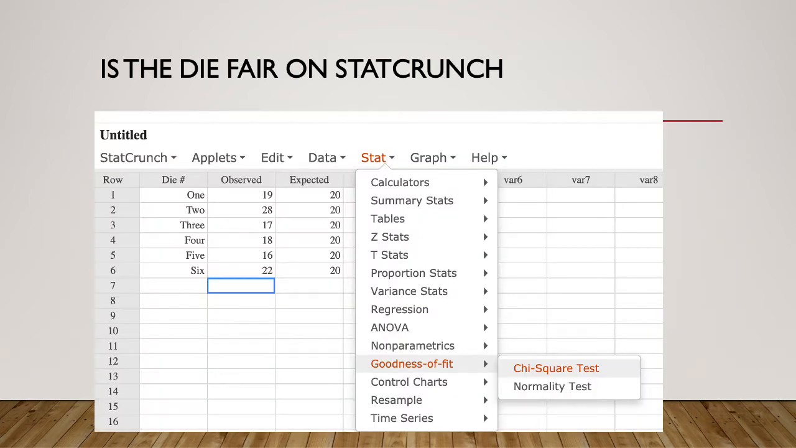All right, so if you want to do this on StatCrunch, how do you do this? Go to Stat, and whereas before for the test for independence we looked at tables, now there's actually a goodness of fit option most of the way down, so we pick that, and then we pick a chi-square test.